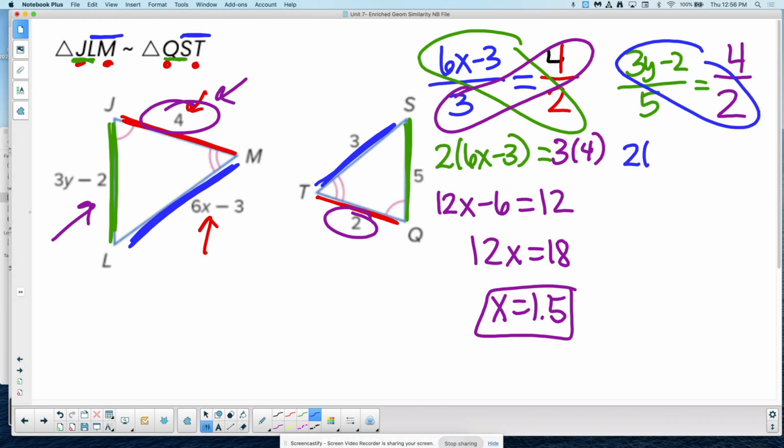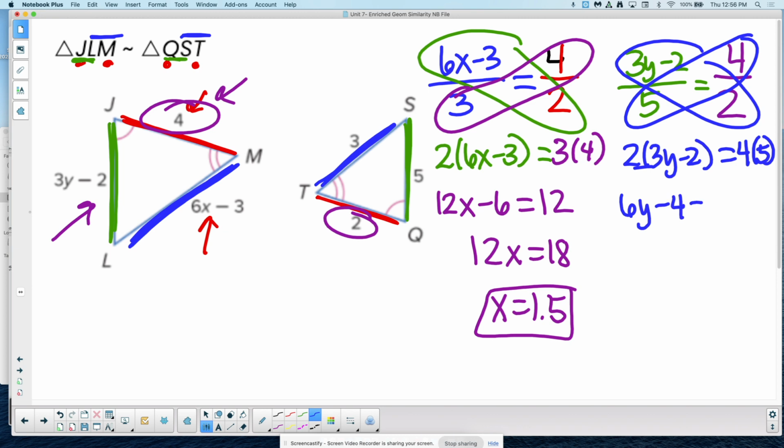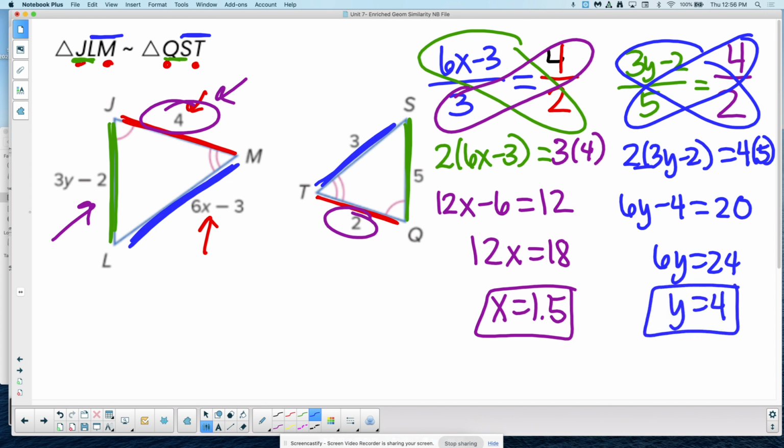And now we just do our cross multiplication. So 2 times 3y minus 2 equals 4 times 5. Distribute, 6y minus 4 equals 20. Add over the 4. Y equals 4. Perfect.